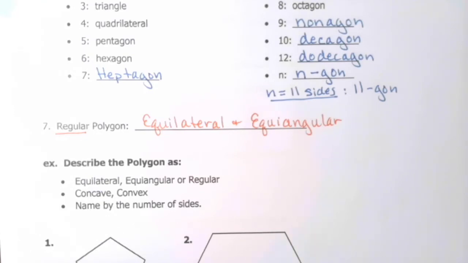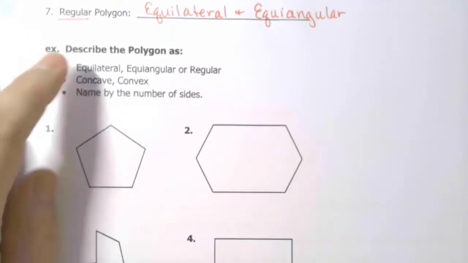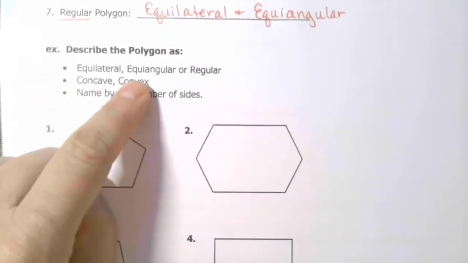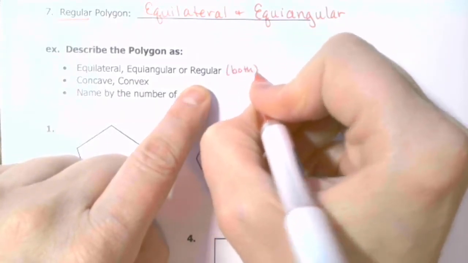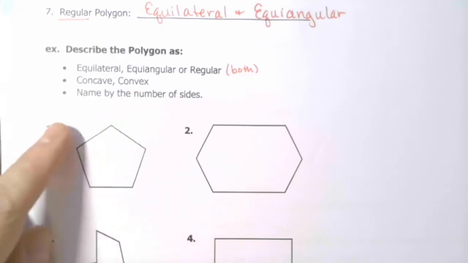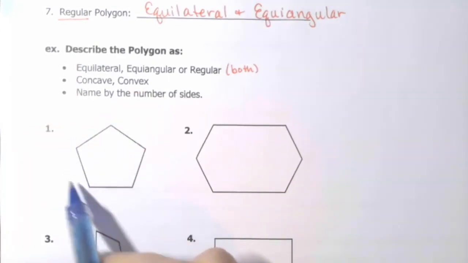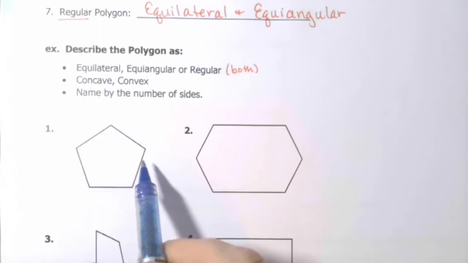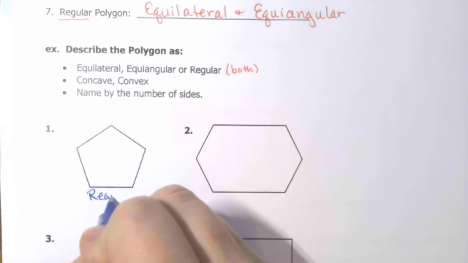All right, so let's do some labeling. We're going to practice. Describe the polygon as equilateral, equiangular, or regular. And remember that regular means it's both. Describe it as concave or convex, and name it by the number of sides. Okay, so looking at this, all the sides are the same, all the angles are the same. So this is a regular figure.